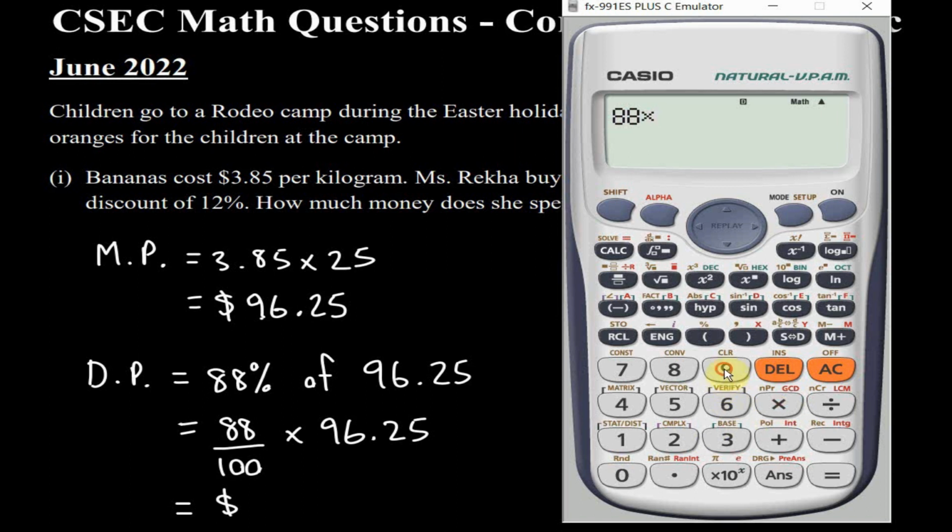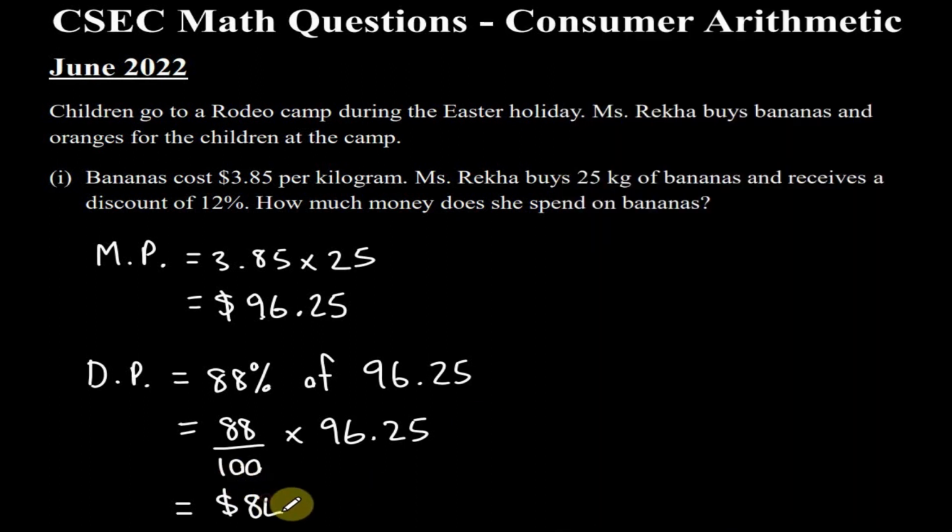So it's 88 times 96.25 is equal to, and we'll divide this by 100, and let's see what we're getting here. So it's $84.70. So Miss Rika would have been required to pay $84.70 after she would have been given the 12% discount here.